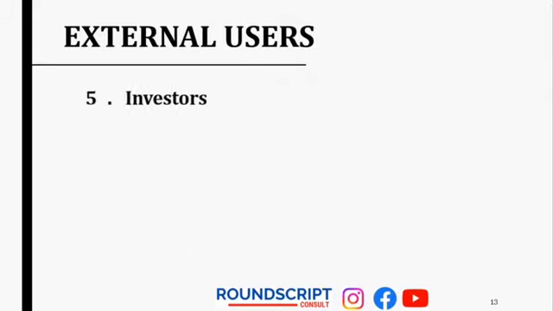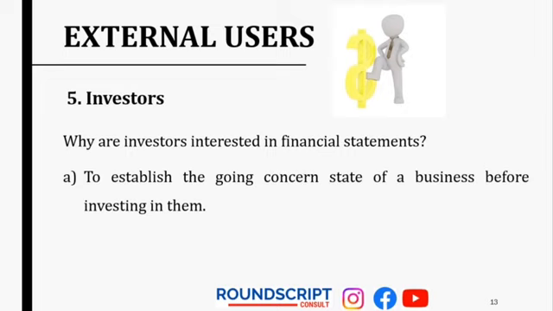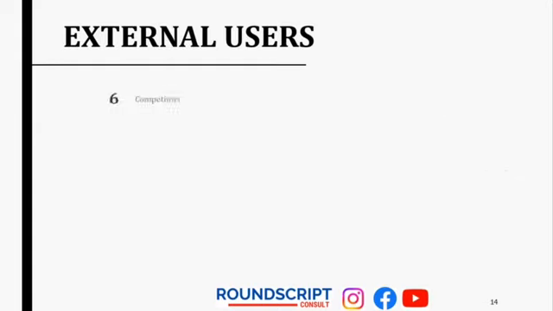Another set of external users would be investors. These are people or groups that would like to inject money into businesses for growth and also for returns. Now, they would require accounting information to be analyzed in order to know whether the company is in a good state to be invested in. No investor would want to place money where they would lose it. And so investors require accounting information to ascertain whether the business is going to be a going concern.